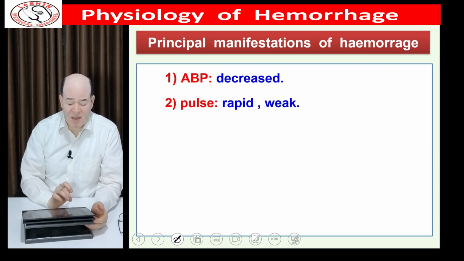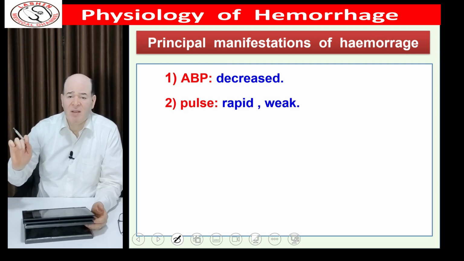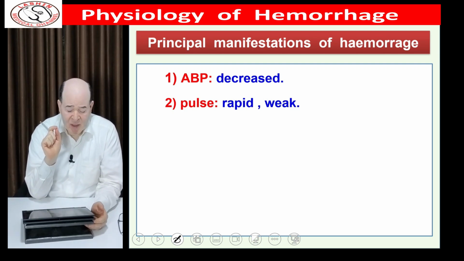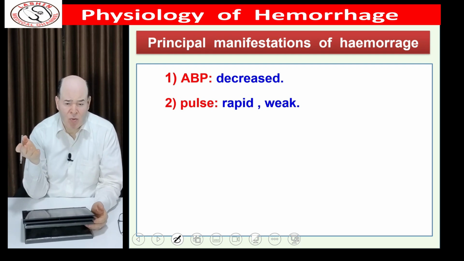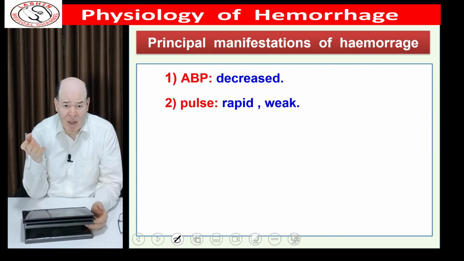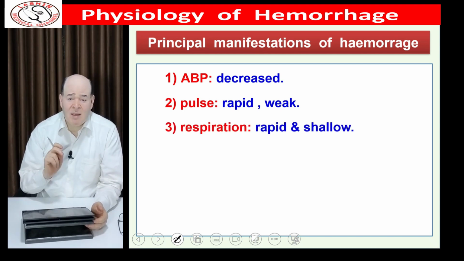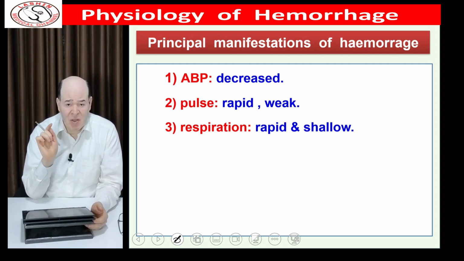Number two, pulse is rapid and weak, and this is the most sensitive sign of the internal hemorrhage. Take this in memory. The most important sign for internal hemorrhage is the rapid and weak pulse. When you find a person that is exposed to something that could cause internal hemorrhage and you find that his pulse is above 100, you must suspect the internal hemorrhage. This is the most sensitive sign. Don't forget it. Third is the respiration. Respiration may be rapid and shallow. However, this sign is not sensitive.